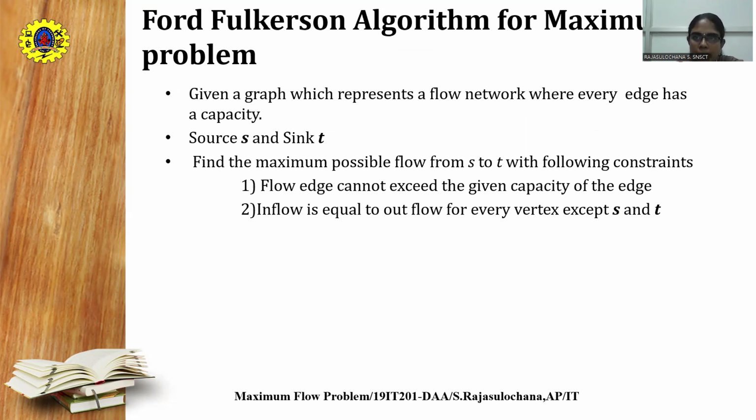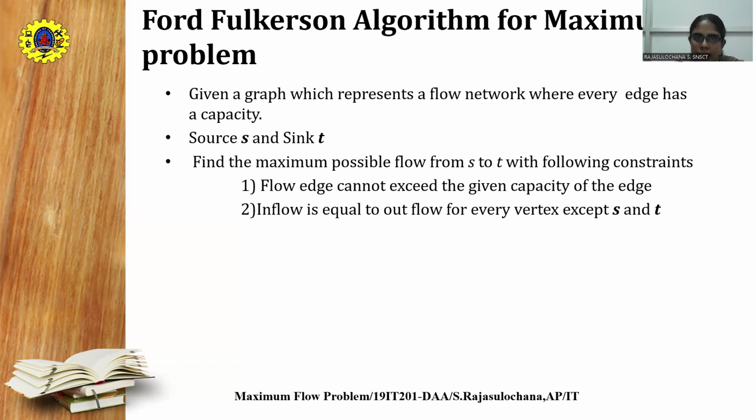So we will have two main vertices or nodes called source vertex as well as target vertex. The target vertex is also called sink node. So your task is to find the maximum possible flow from the source vertex to the target vertex. And this maximum possible flow determining process should follow two constraints. The first constraint is the flow on an edge cannot exceed the given capacity of the edge, which we have discussed earlier. When we were discussing flow networks, we have seen that the flow of a particular edge should not exceed the capacity of the edge.